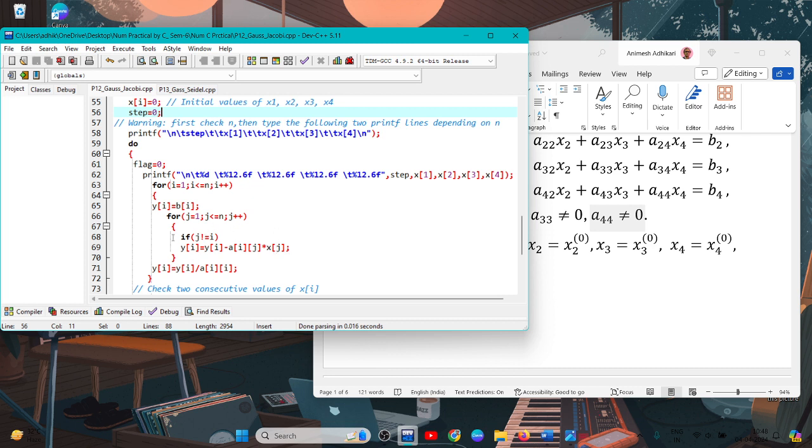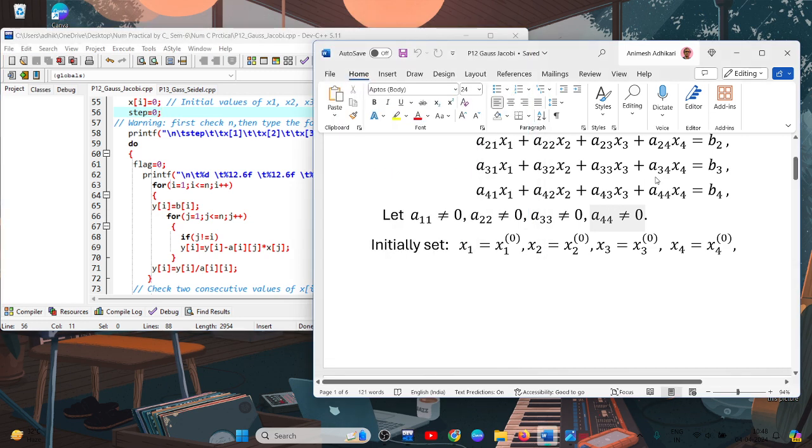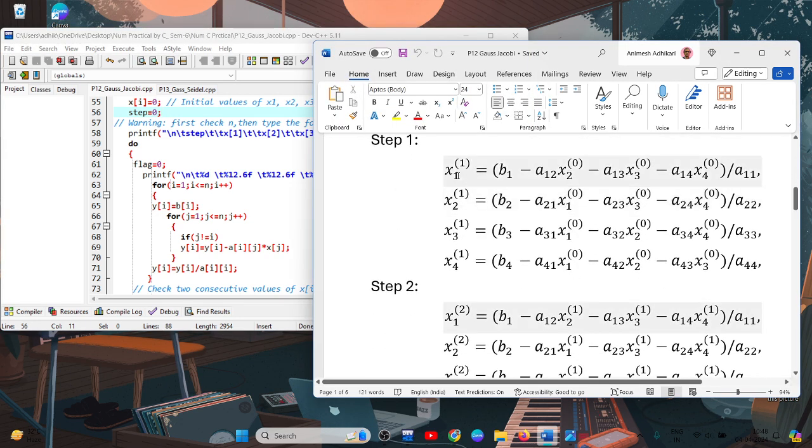Next, j equal to 4. So, the new value of y1 equals the old value of y1 from the previous step minus a14 into x4. After completing this j loop, you will find this value of y1. Then improve this y1: the new y1 equals the old y1 divided by a11. This is the step where we calculate x1.